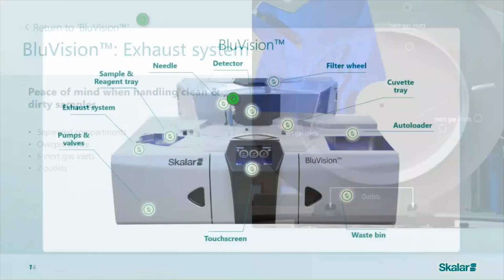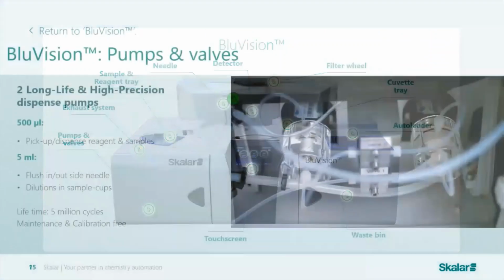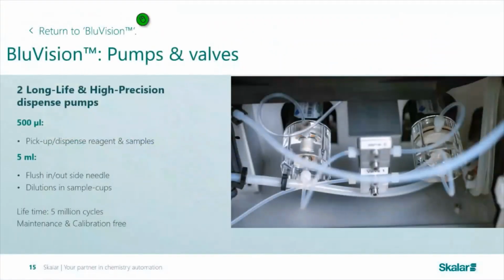So with our samples and reagents now loaded, we can now proceed to pickup, and that's done by two long life, high precision dispense pumps. One for smaller volumes, 500 microliters, and that's for the pickup and dispensing of your reagents and samples, and a larger one primarily used for making dilutions and also for flushing the inside and outside of the needle between handling steps. You see here, 5 million cycles as a lifetime, maintenance and calibration free.